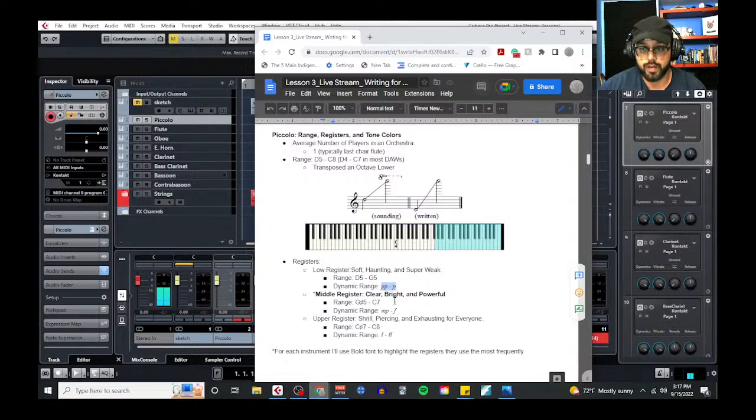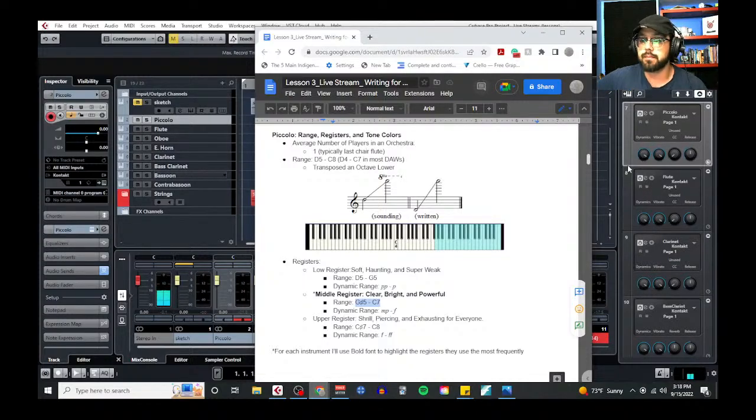Now, the middle register is where we start to get into the G5 to C7 range. This is where things start to get a little brighter, a little cheerier, a lot more powerful, all right? So this is essentially from the G sharp at the top of the treble clef, so like this space right here, all the way up to the C sharp, an octave higher than high C. This is the preferred register for the piccolo. 9 times out of 10, when you write for the piccolo, it will be in this register.